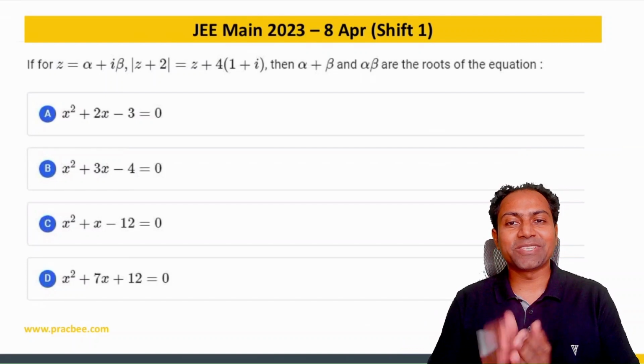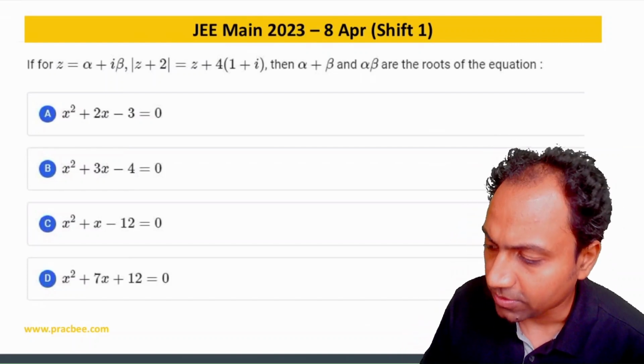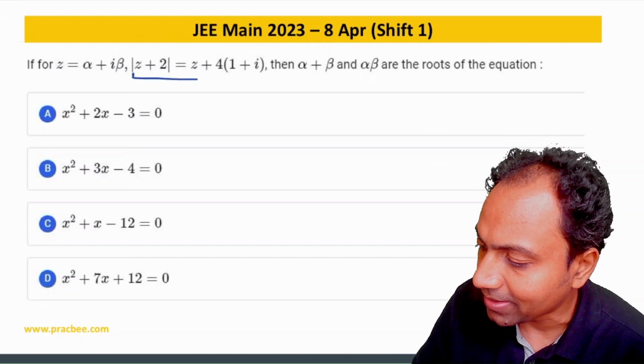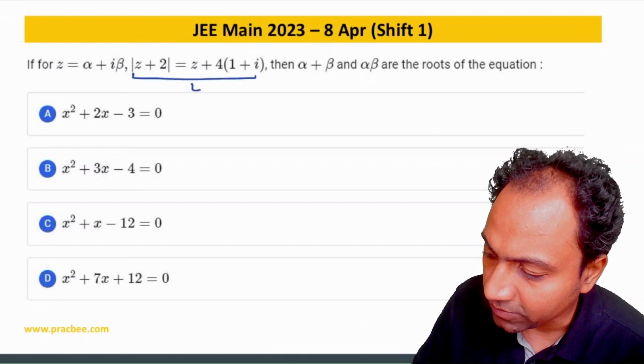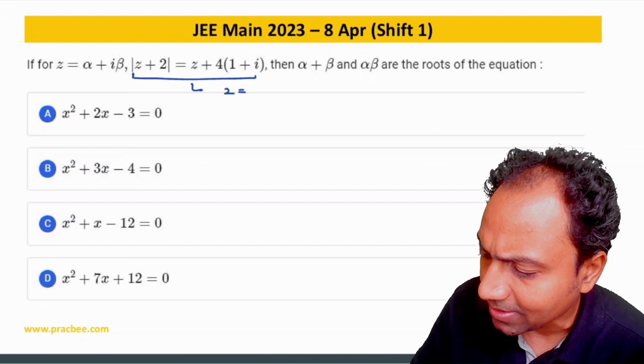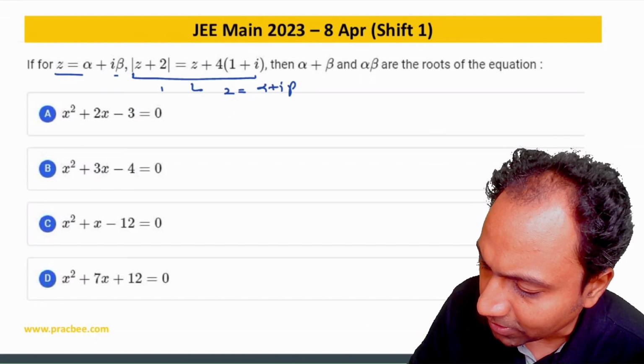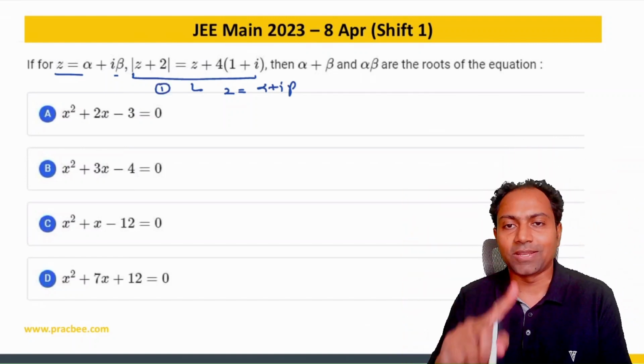Now, if I look into this next 2023 question, it has 3 parts. The first part talks about solving an equation. Once solving an equation comes into the picture, it is obvious to put z as x plus iy. Here they have given the value, so we will put alpha plus i beta. So this is the first part of the question: to solve this equation and find the values of alpha and beta.